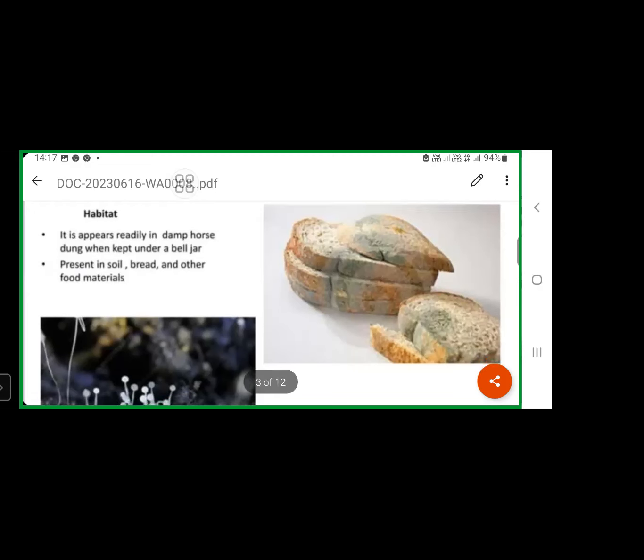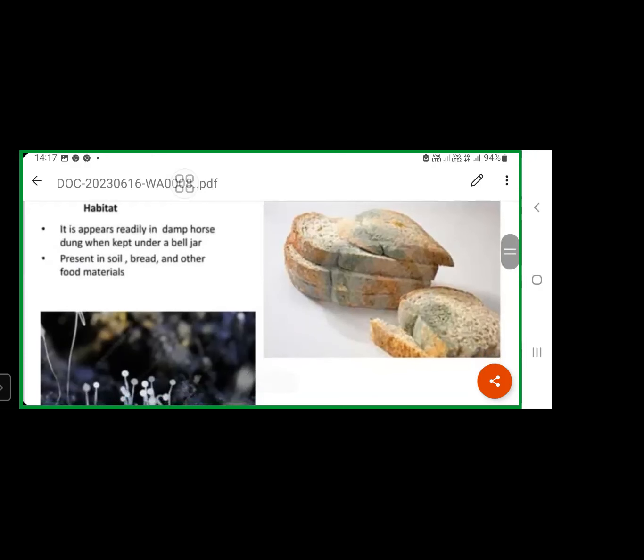So here you can see the Mucor, which is growing on the bread. Okay. The common names for Mucor are black mold or pin mold. These are the common names for this Mucor.